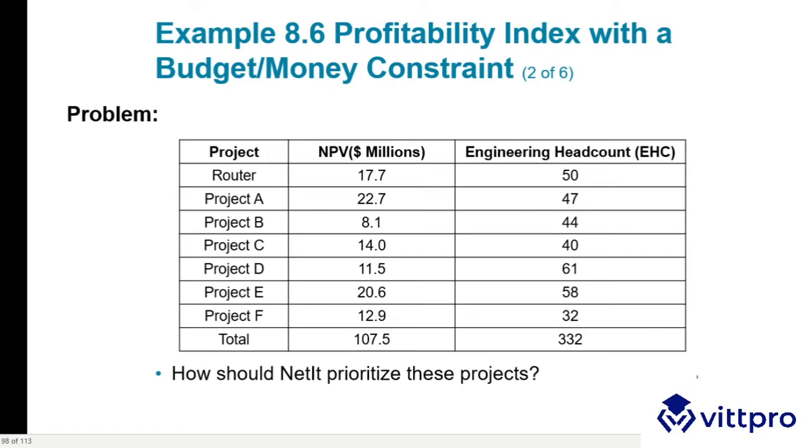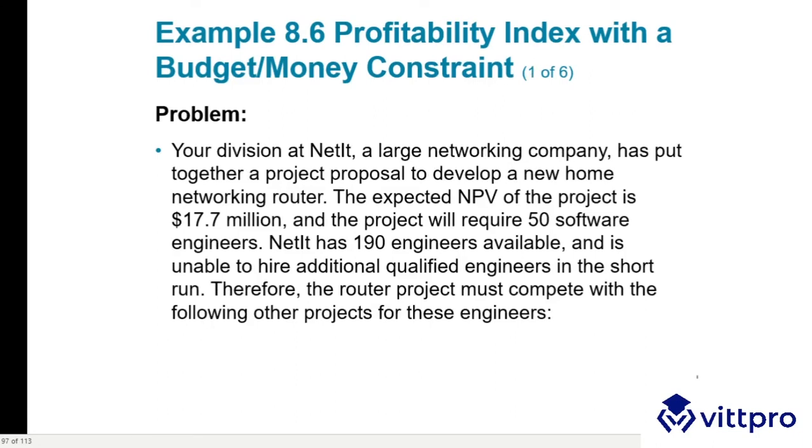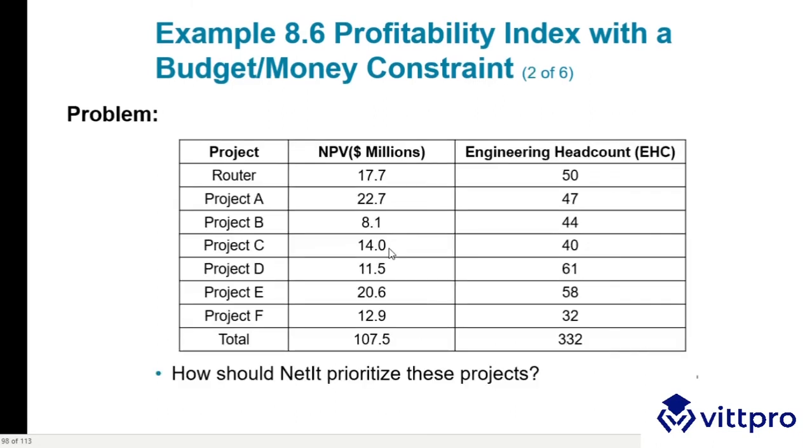So now here are the different projects that they have, right? They have project A until F and the router project. The engineering requirement is 50, 47, 44, 50, and all those kinds of things. Now you have only 190 people, right? 190 engineers. So you are required to select which projects you will choose. So how will you do that?